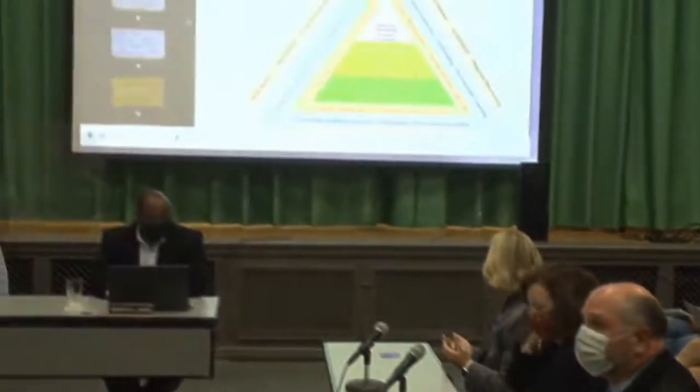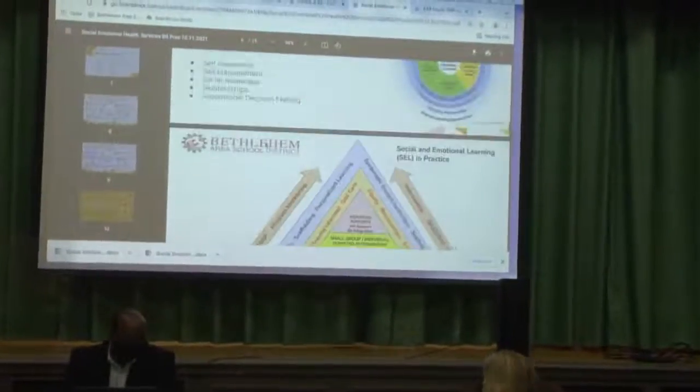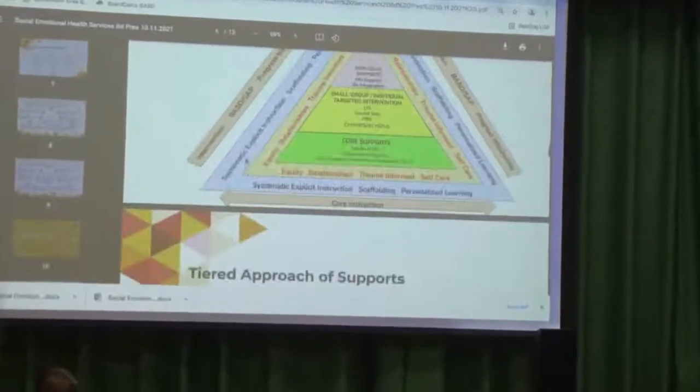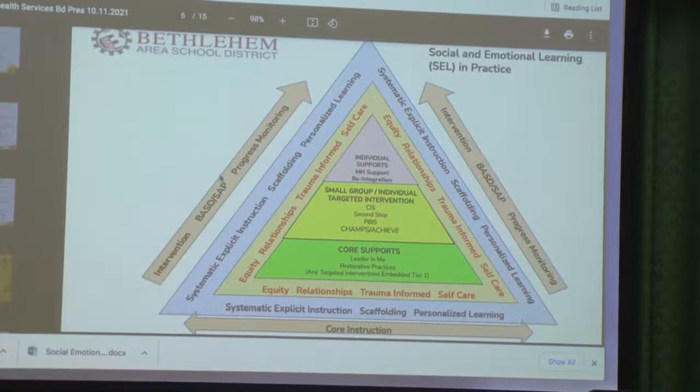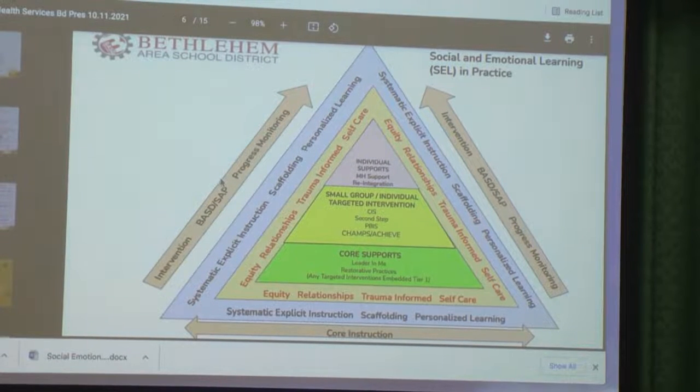So we've created a tiered approach to social emotional learning to follow, and it mirrors much of our MTSS processes. And the reason we did that is because we really felt when we talked about the vision of social emotional health that it's got to be sustainable. So we worked really hard over the summer and throughout this year. We're going to be doing a lot to beef up our green area of that triangle, our core supports, the base of social emotional learning.